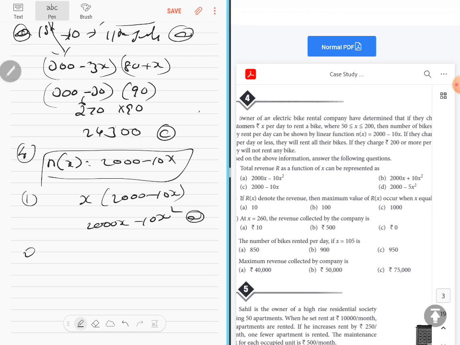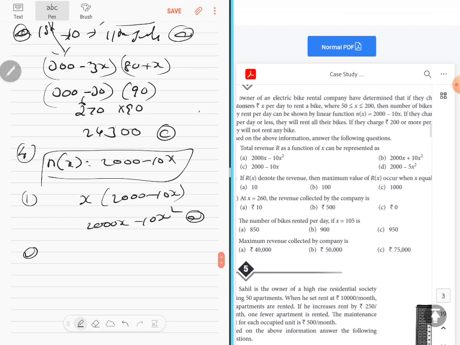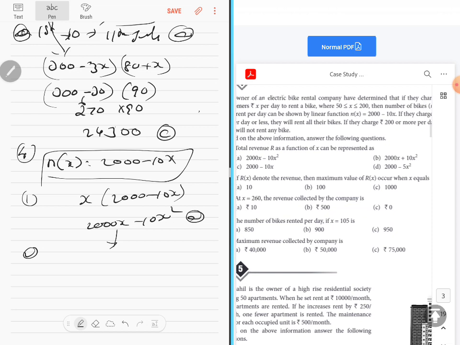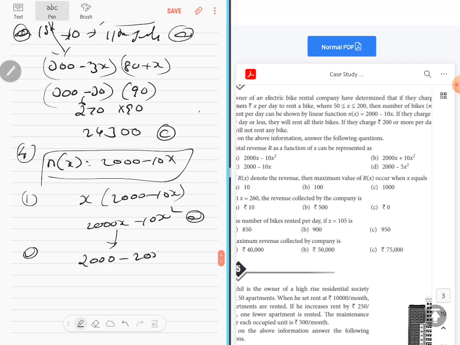The second subdivision: when will the revenue be maximum? You just have to differentiate and equate it to 0. This is the revenue; you equate it so that the revenue is maximum. So 2000 minus 20x is equal to 0. So x is equal to 100. The maximum value of revenue will occur when x is equal to 100. What x stands for is rupees X per day. They have to be charging 100 rupees per day therefore.